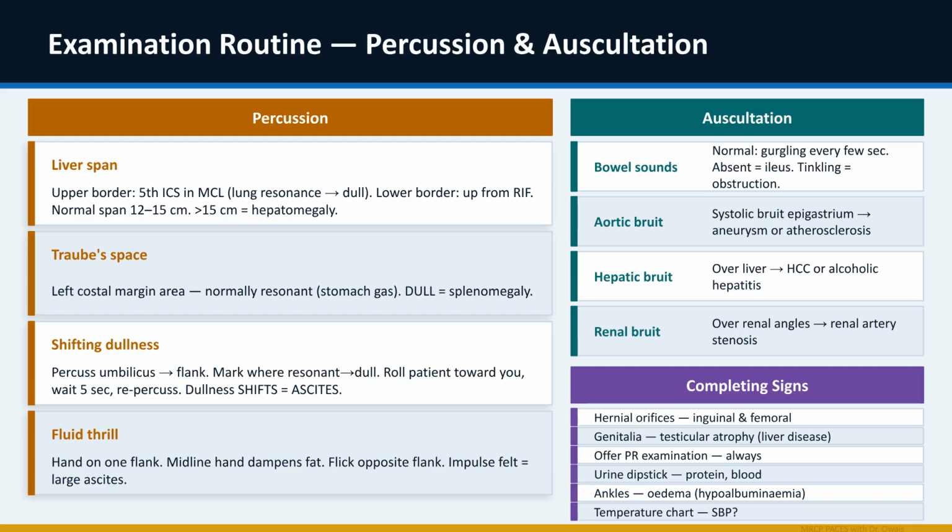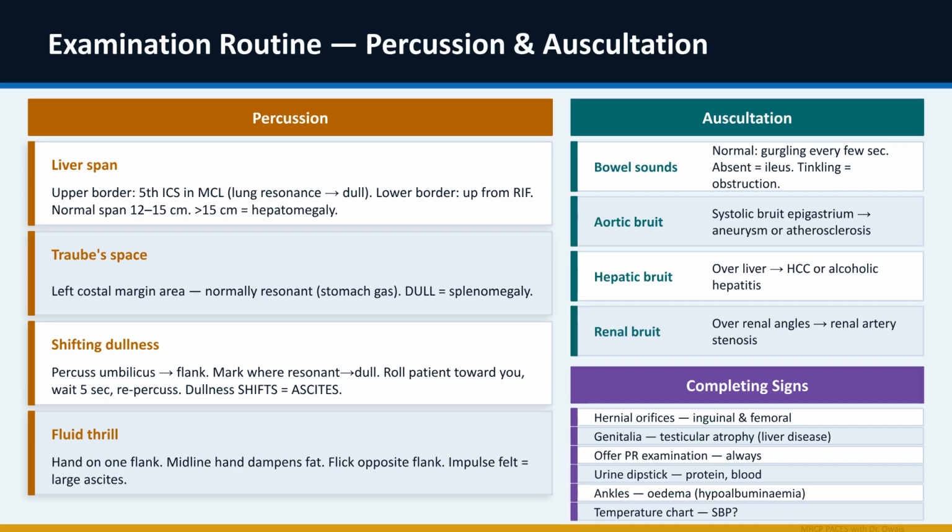Ascites. This is critical. Every candidate must examine for ascites in an abdominal PACES case. Shifting dullness. Percuss from the umbilicus outward to the flanks. If the flanks are dull, mark the point where the note changes from resonant to dull. Then ask the patient to roll toward you, wait 5 seconds, and repercuss.